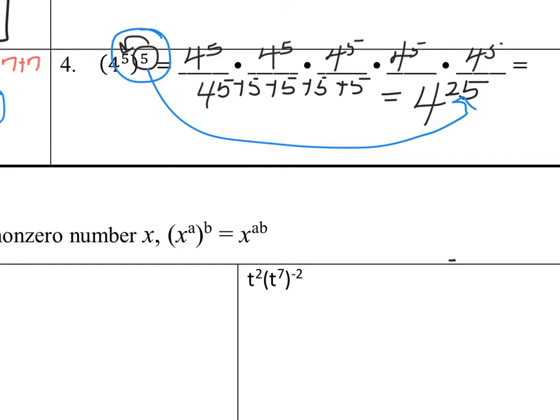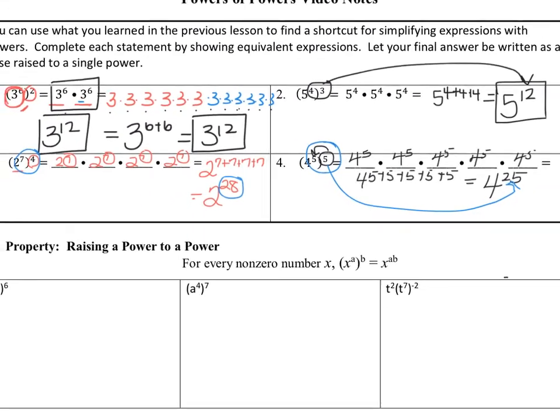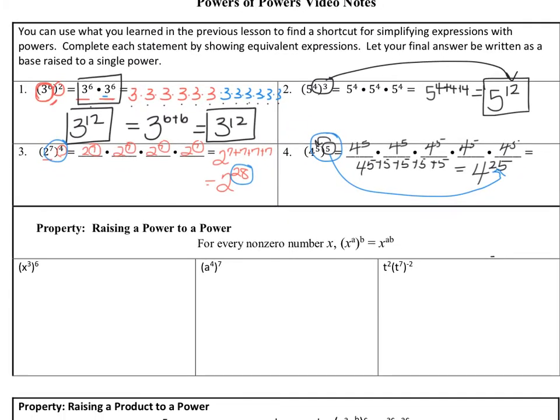So you probably have noticed by now that if I multiply 6 times 2, I get 12. 4 times 3, I also get 12. 7 times 4, I get 28. And 4 times 5, I get 25. So the shortcut to go from a power to one base and one exponent is just to multiply the two powers together.